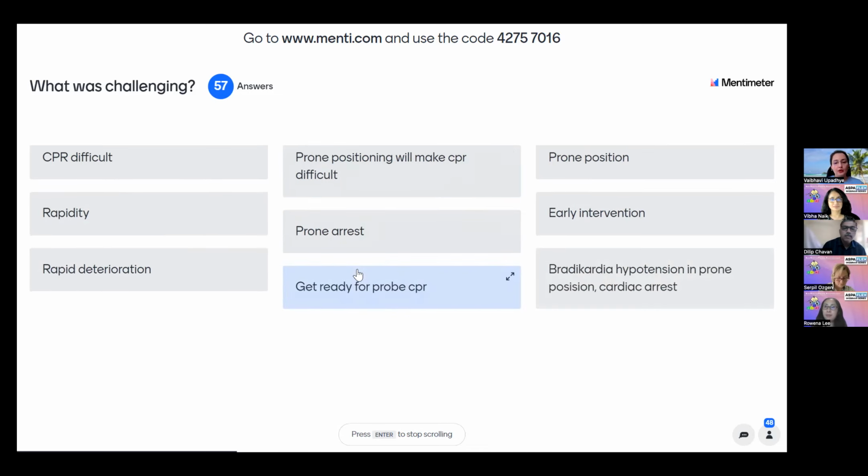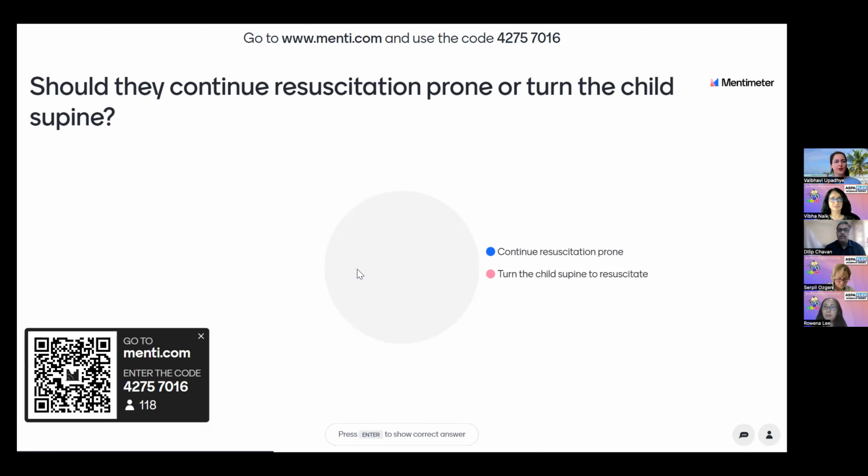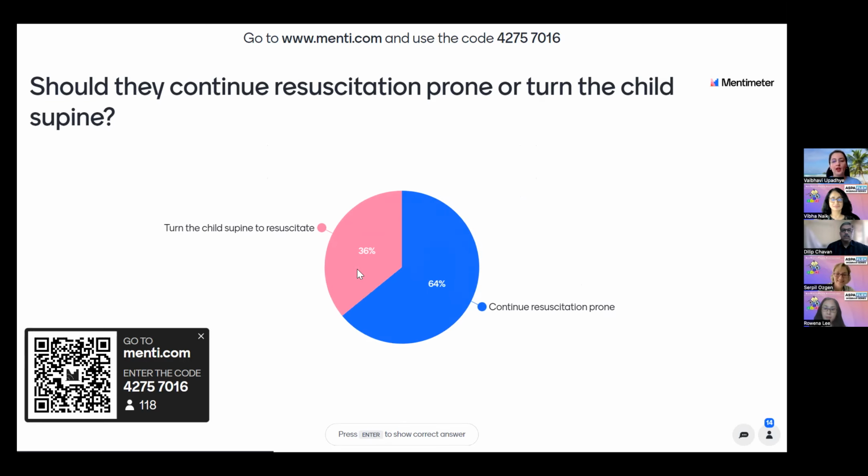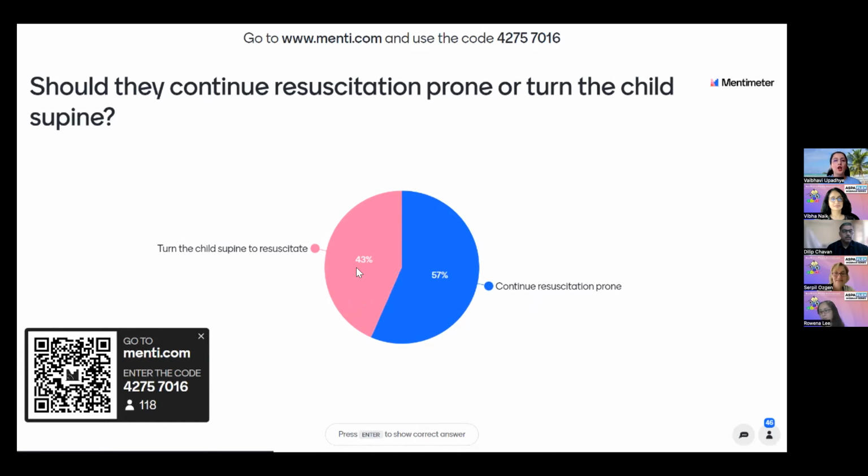But what we are going to do now is look at the first question. Should the team be resuscitating the child prone, or should they turn the child supine? What do you all feel? Okay. What is the scientific evidence to tell us how we resuscitate? I can see there's an equivocal turnaround of the pie chart, and everybody is contemplating what to do.